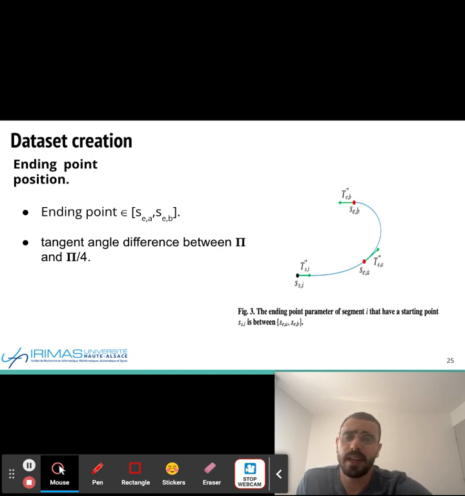Now, concerning the length of the segment, we choose to make the segment short because a long segment would require a larger dataset to cover all possible input curves. We achieve this by limiting the tangent angle difference between the starting point and the ending point to a value within the range between pi and pi over 4. Therefore, the ending point of this segment that starts from here should be between this point and this point.